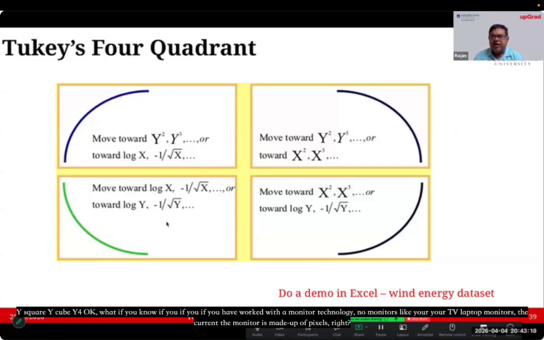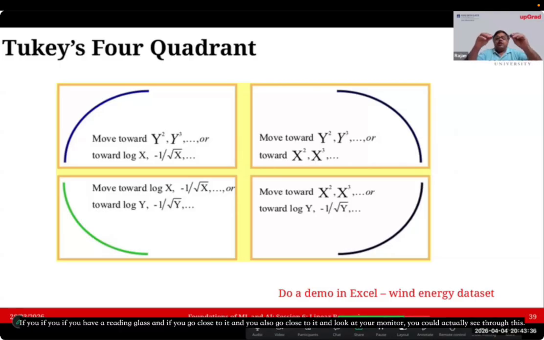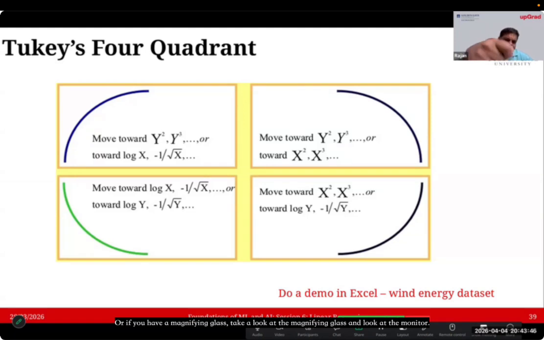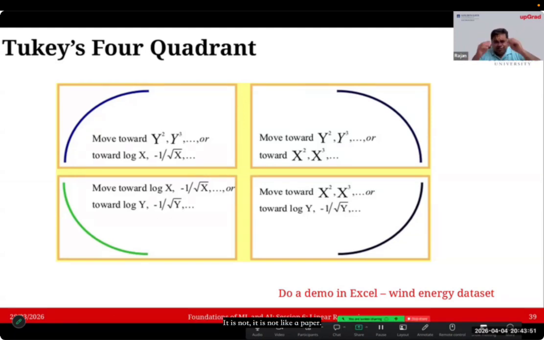What if you work with monitor technology? The reason is that your likelihood function does not assume anything. Think of a laptop monitor, which is made up of pixels. If you have a reading glass or a magnifying glass, go close to it and look at the monitor. You would see it is not like paper.